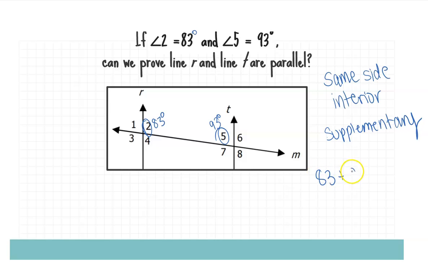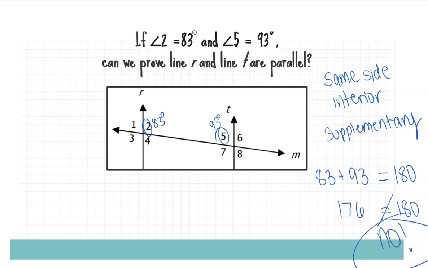So 83 plus 93 is supposed to be equal to 180 degrees. So let's see if that's correct. So 83 plus 93 is going to give us 176. So is 176 equal to 180? That is not true. Those two numbers, while they're close, they are not exactly equivalent to each other. So therefore, we cannot prove that those two lines are parallel.